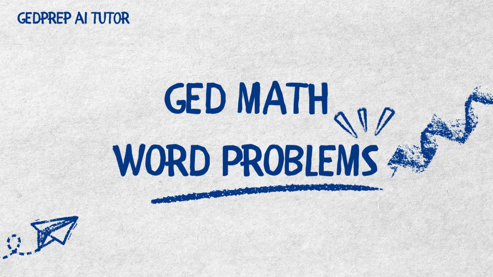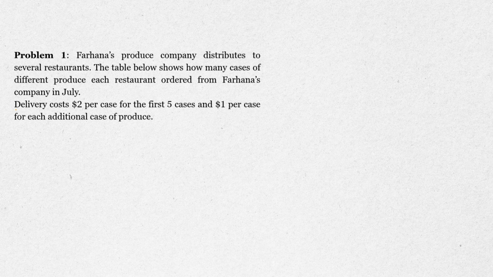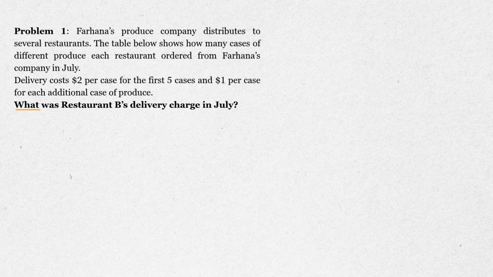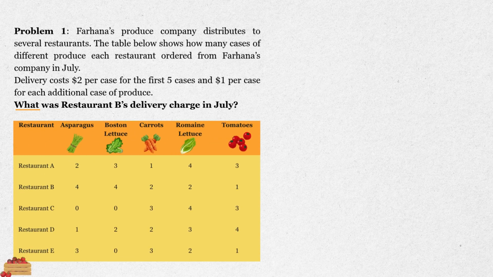Today we're diving into one of the most tricky but super common parts of the test, word problems. Let's start with problem 1. Farhana's produce company distributes fruits and vegetables to several restaurants. The table shows how many cases each restaurant ordered in July. Delivery costs $2 per case for the first 5 cases and $1 per case for each additional case. The question asks, what was Restaurant B's delivery charge in July?